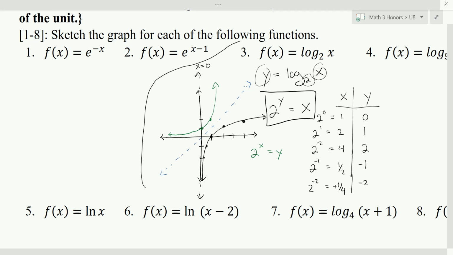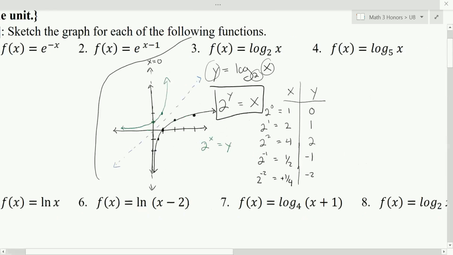Our exponential functions had a horizontal asymptote at the x-axis, where our log function now, because the x and y are switching, now the y-axis is going to be our vertical asymptote, and the x and y values switch. So when you graph, you only have to graph one of them, right? You don't have to graph the inverse, but I just want you to see that side by side, because that might be helpful to you.